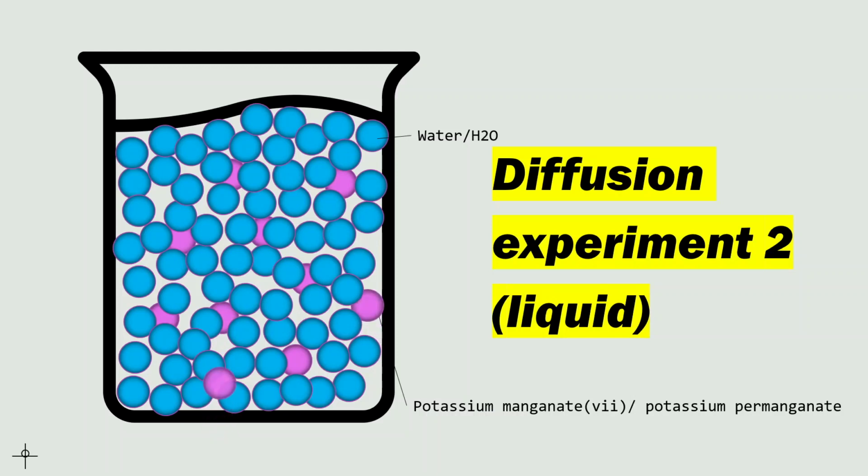Now, in an actual lab, if you carry out this experiment, the water will turn from a clear solution to a purple solution, because the potassium manganate is purple. And this is another example showing you how diffusion works, okay?